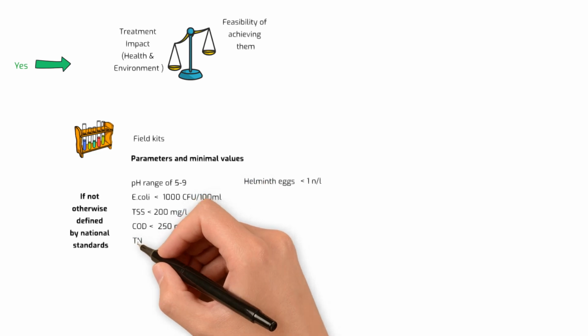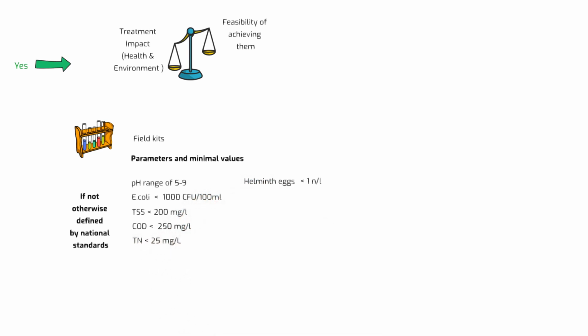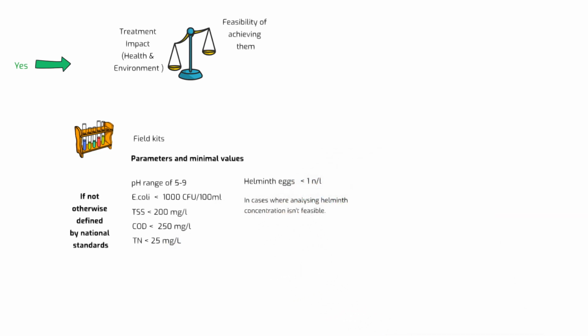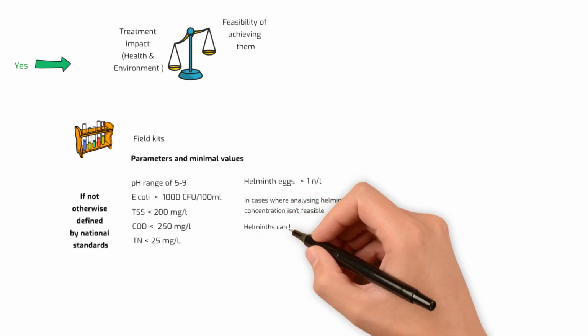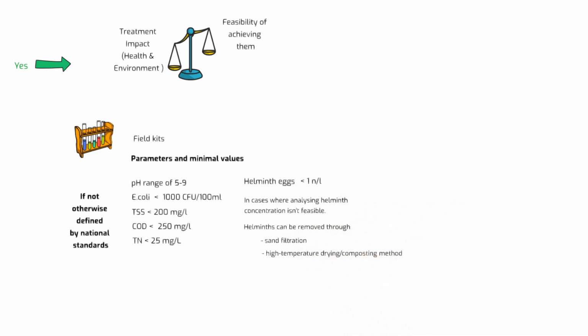Total nitrogen below 25 mg per liter. In cases where analyzing Helminth concentration isn't feasible, ensuring that the treatment effectively targets Helminth removal is acceptable. Helminths can be removed through sand filtration and high-temperature drying/composting methods. They tend to accumulate significantly in the solid fraction.